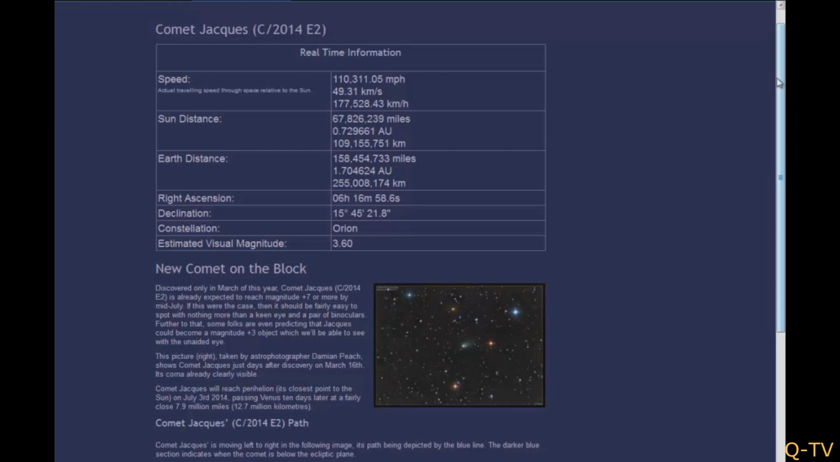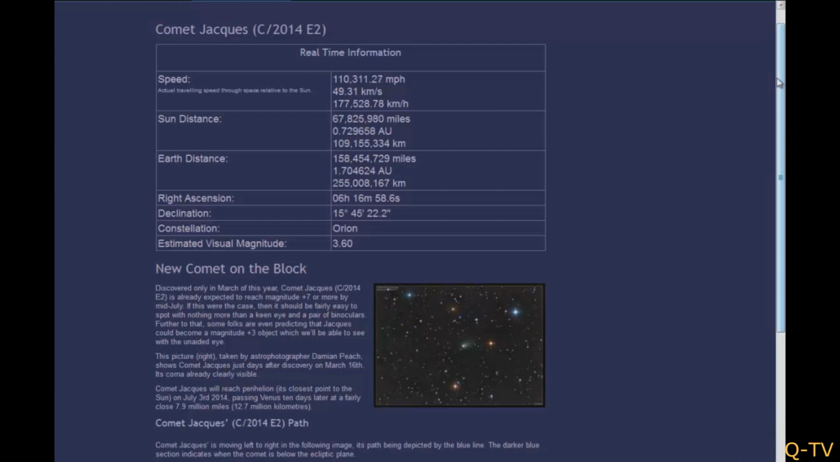Now, in this video we're talking about Comet Jacques. Comet Jacques was discovered in March of this year. Comet Jacques C/2014 E2 is already expected to reach a magnitude of +7 or more by mid-July, they hope. If that were the case, you should be able to see it pretty easily with nothing more than a pair of decent binoculars. Also, some people are saying that it may reach a magnitude of +3.